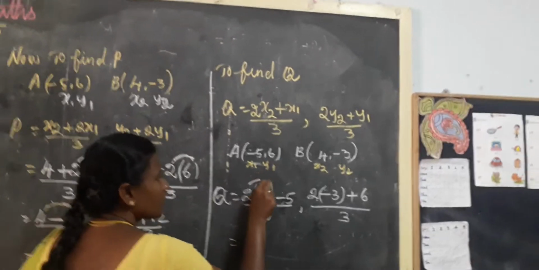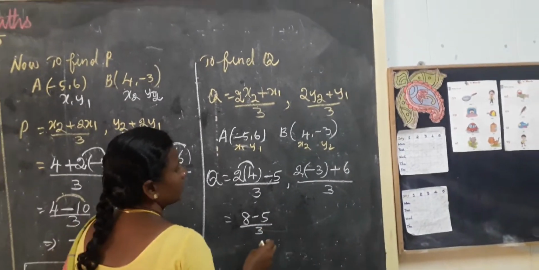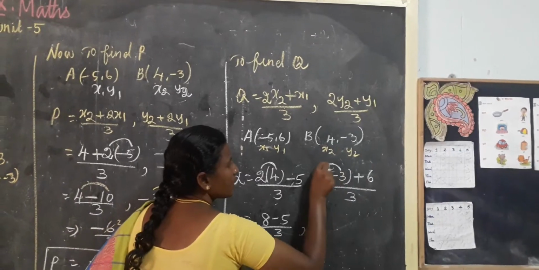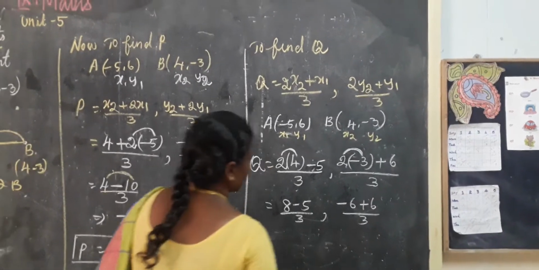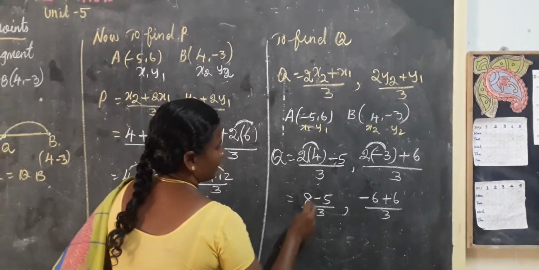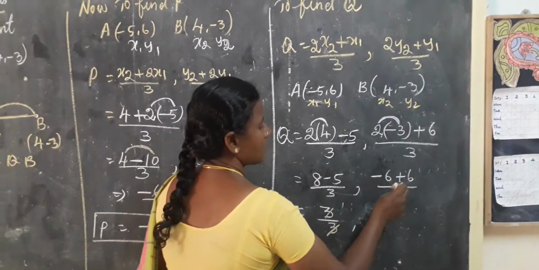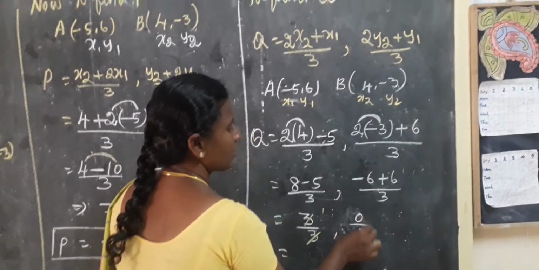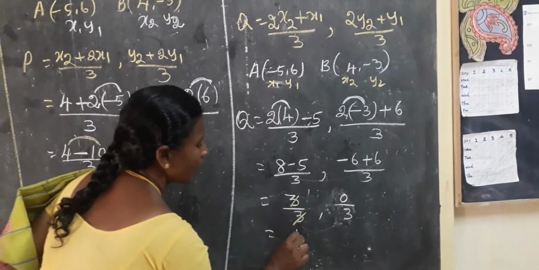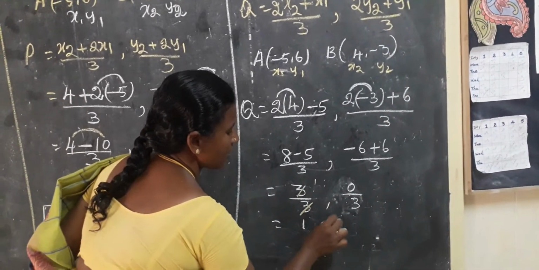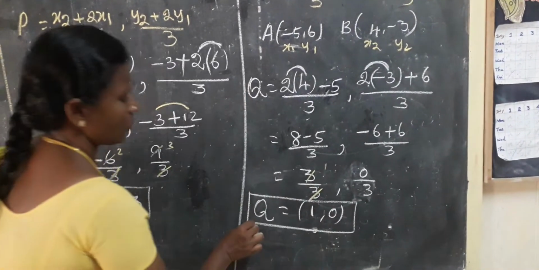Next, 2 fours are 8. 8 minus 5 divided by 3, comma, 2 3s are 6, minus 6 plus 6 divided by 3. Okay, 8 minus 5 is 3. 3 by 3, comma, minus 6 plus 6 is 0. 0 by 3 means 0 by anything is 0. So here 3 by 3 is 1, comma, 0. So finally the Q value is 1, comma, 0.